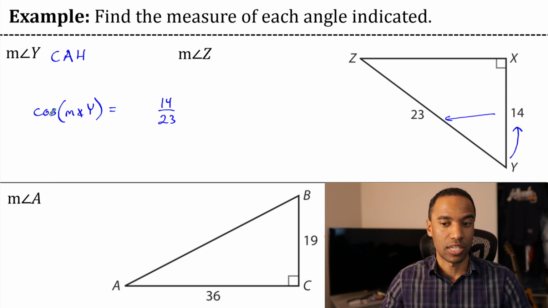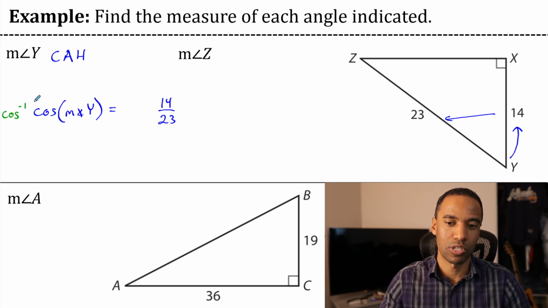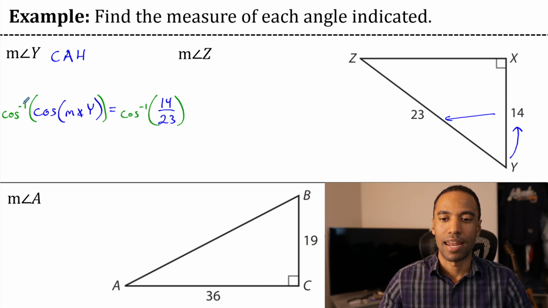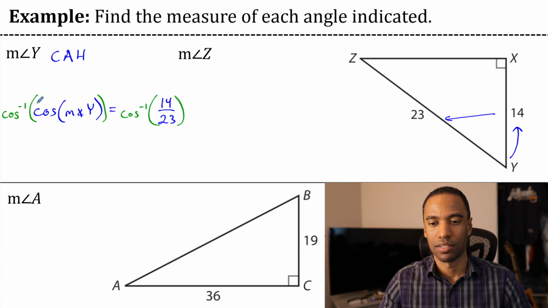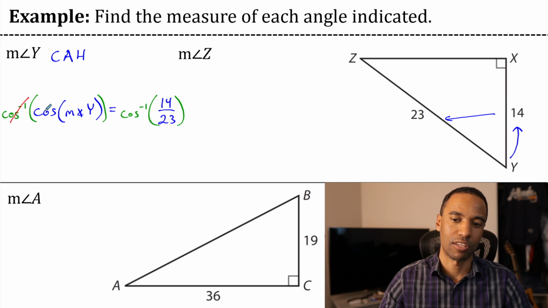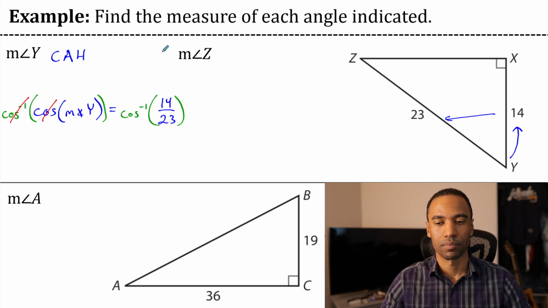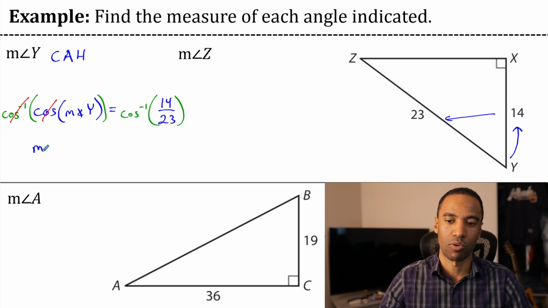What you can do is take the inverse of cosine. How do you do that? You literally do that. You take the inverse cosine of this side, and you take the inverse cosine of this side. Now, the inverse cosine of measure of angle Y cancels out the cosine stuff. You're left with measure of angle Y, and the measure of angle Y equals, once again, the inverse cosine of 14 over 23.